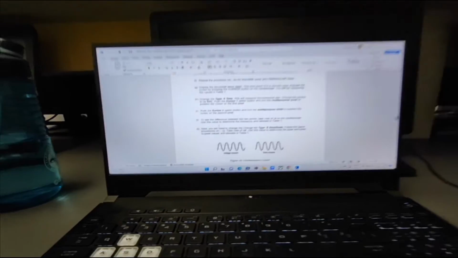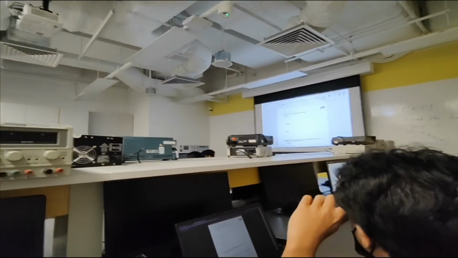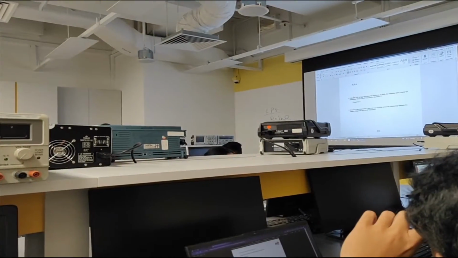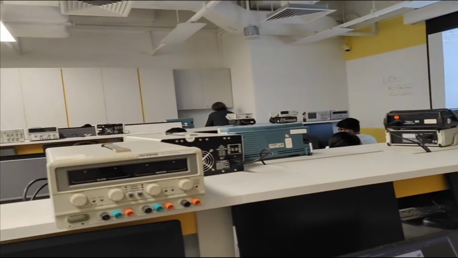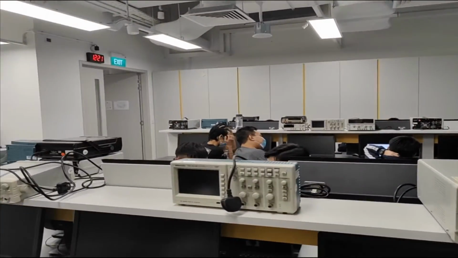So the capacitive reactance of the capacitor. Okay. And question 5 is quite interesting because you have to do few calculations. And also here, question 6.